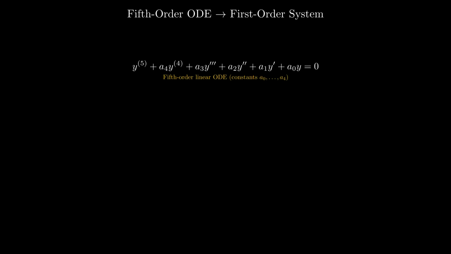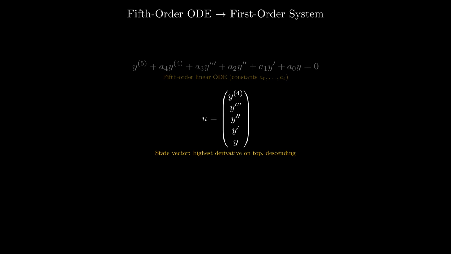Take a fifth order equation, y⁽⁵⁾ + a4 y⁽⁴⁾ + a3 y''' + a2 y'' + a1 y' + a0 y = 0. Define the vector u with 5 entries, y⁽⁴⁾ on top, then y''', y'', y', and y at the bottom. Highest derivative on top, descending.